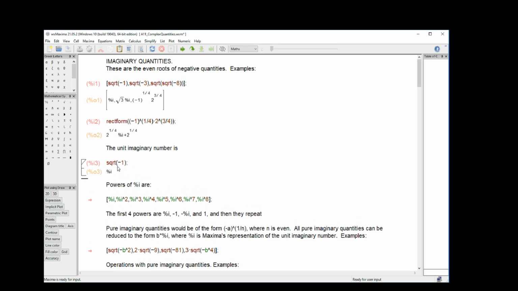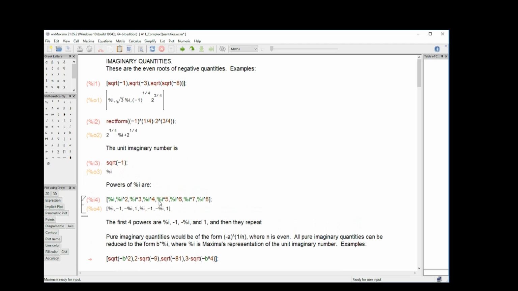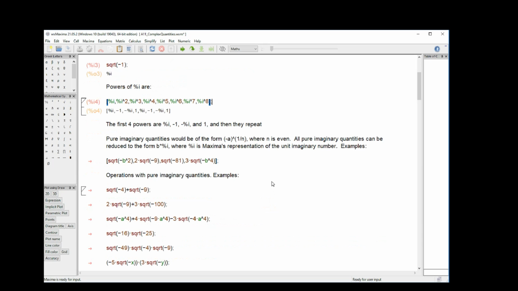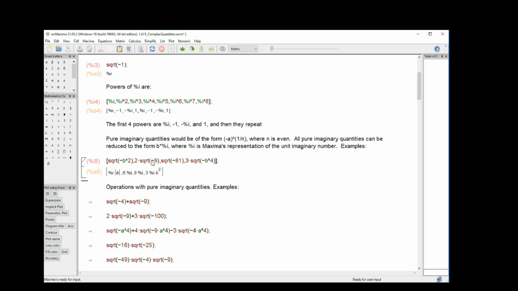Square root of minus 1 is the number i, which is the unit imaginary number, and these are the first 8 powers of it. So i, minus 1, minus i, 1, and then they start repeating themselves. The first powers are these, and they repeat. A purely imaginary quantity will be a negative number raised to the 1 to the n when n is even. So let's try some cases here. Square roots mostly.